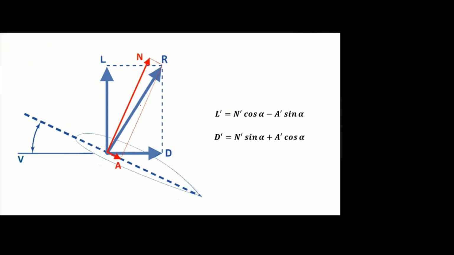So this is the resultant force. We can resolve it into lift and drag, or normal force and axial force. Our aim is to find the lift and drag. So first I am writing the lift equation in terms of normal force and axial force because it is easy to find. Here assume the angle of attack is alpha. Then what is the angle here?